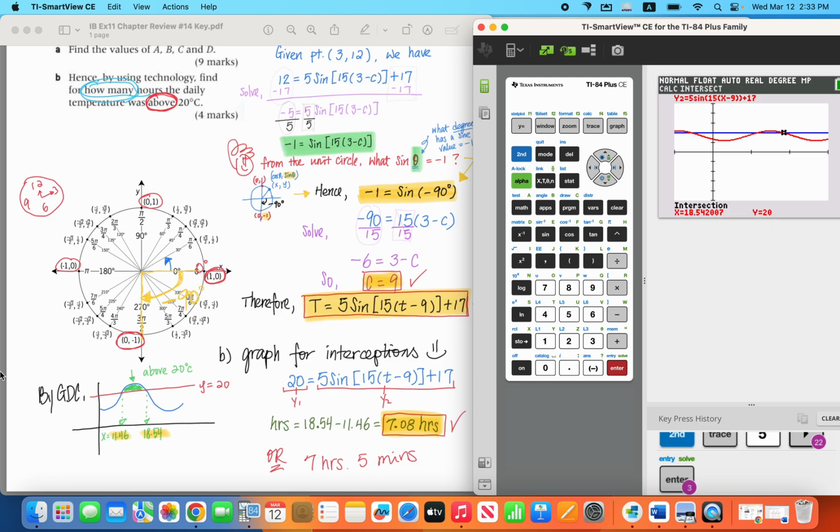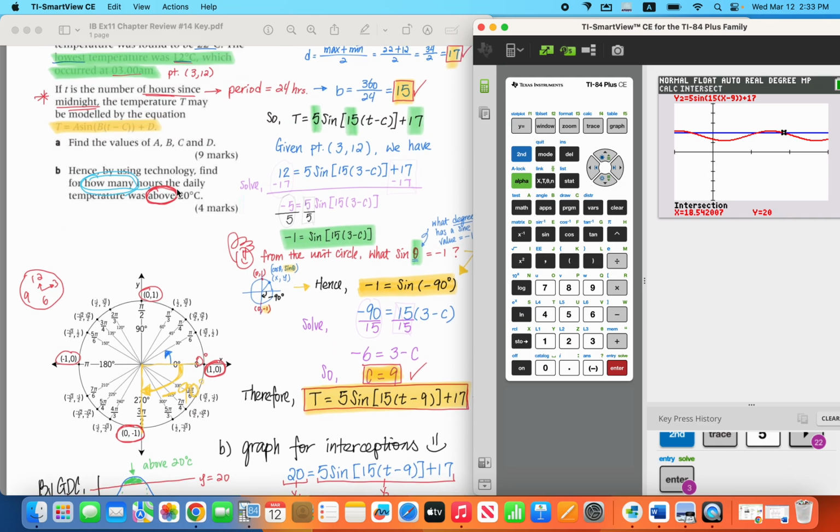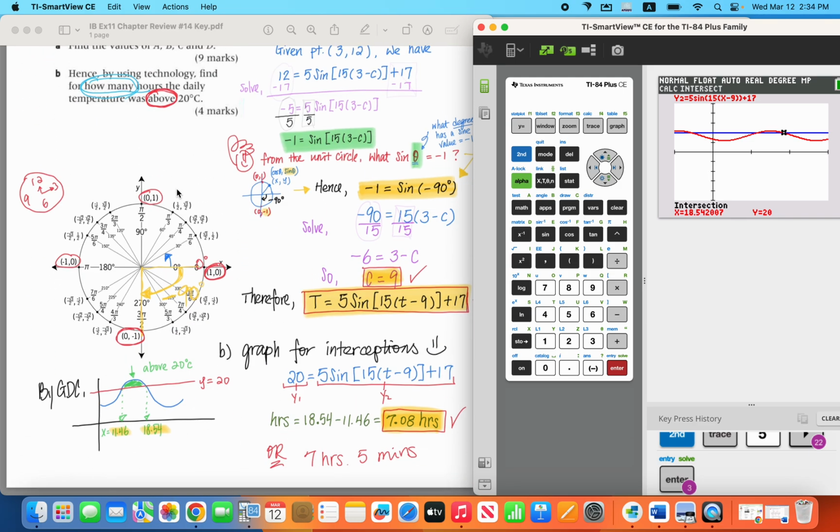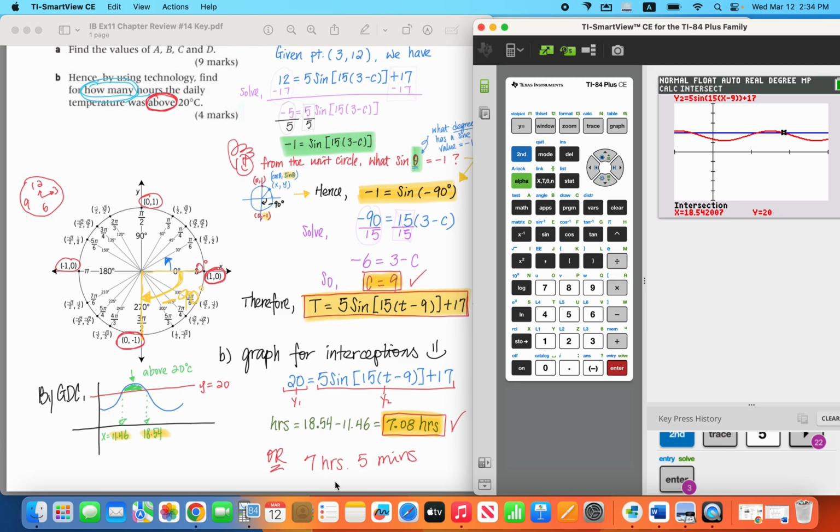Now remember, the question asks us for how many hours from here to here. So that will be a difference. I need to subtract from each other. So I got 7.08 hours because this question is based on the time in hours. Okay. Now if you say that, oh, I know that by my awesome smartwatch, it will be 7 hours and 5 minutes.